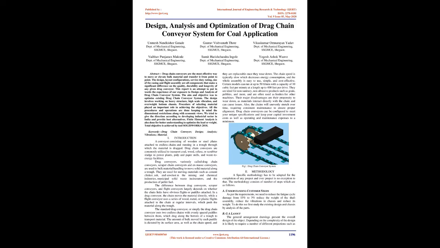The standard drag conveyor, or simply the drag chain conveyor, uses two endless chains with evenly spaced paddles between them, which drag along the bottom of a trough to transport material. The amount of bulk moved by each paddle is dictated by its surface area, as well as the chain speed, and they are replaceable once they wear down. The chain speed is typically slow, which decreases energy consumption, and the whole assembly is easy to use, simple, and cost-effective. Certain models can run at up to 50 feet per minute with a capacity of 10 cubic feet per minute at a length up to 400 feet per drive.